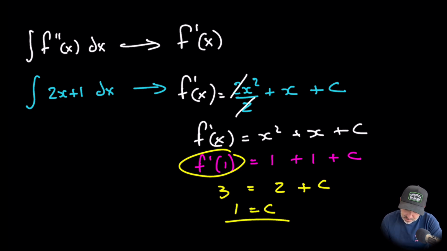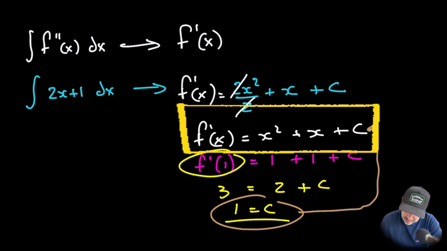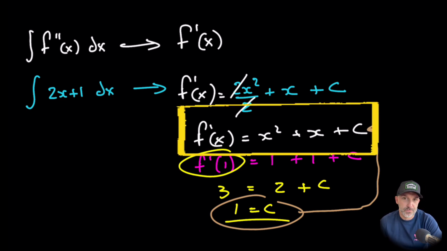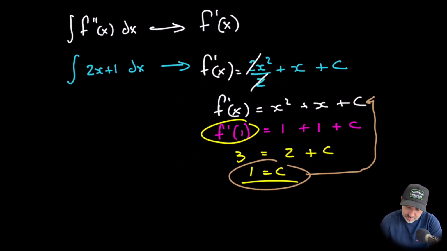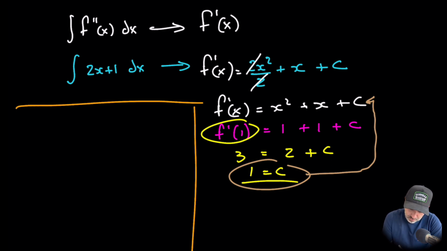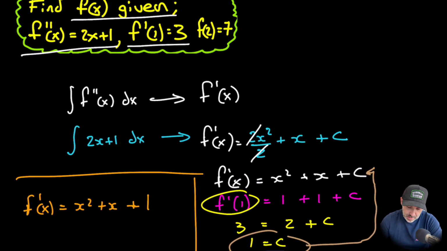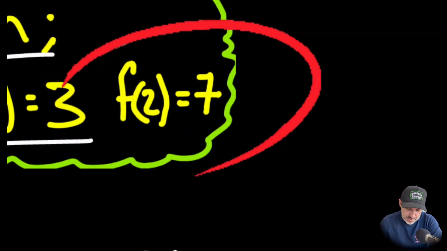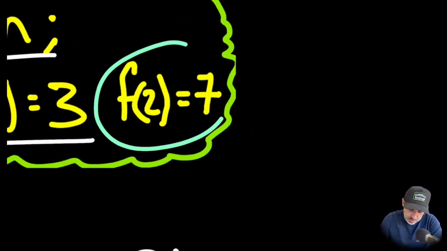Once we know that c is equal to 1, we have actually got the entire derivative function. We don't need to have the c in it. So I will rewrite that over here in orange: the derivative function is x squared plus x plus 1 now. And they also say that when we plug 2 into the original function, we would get 7.